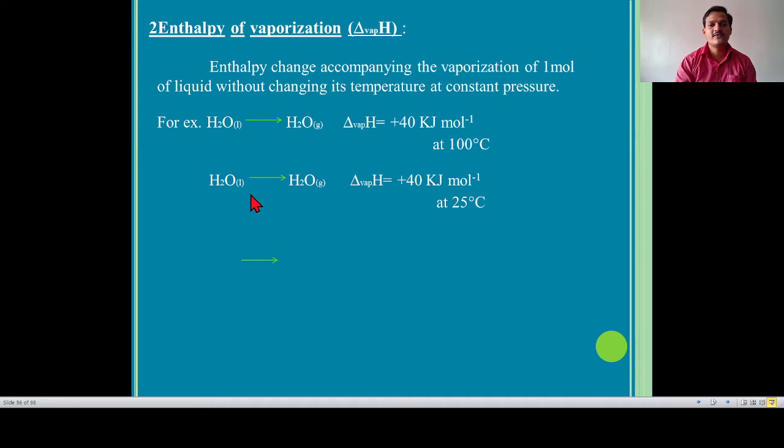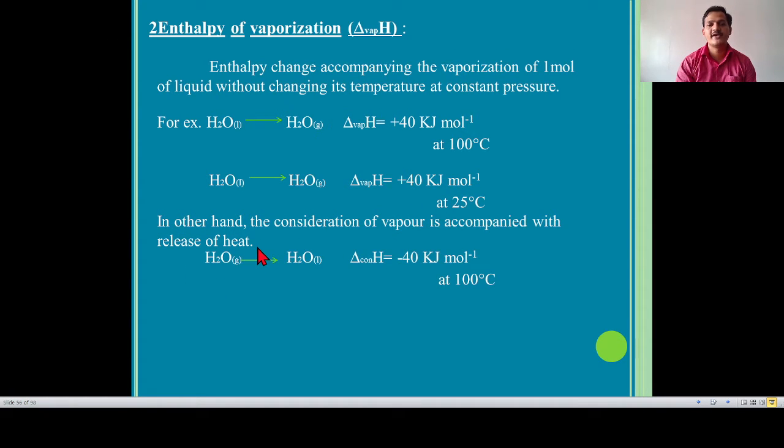Now H2O liquid is converted into H2O gas. Enthalpy of vaporization is plus 40 kilojoule per mole, here at constant temperature 25 degree Celsius, and here constant temperature is 100 degree Celsius. So enthalpy of vaporization is a simple concept: 1 mole of liquid is converted into its gaseous phase without change in temperature and pressure. On the other hand, condensation of vapor is accompanied with the release of heat.